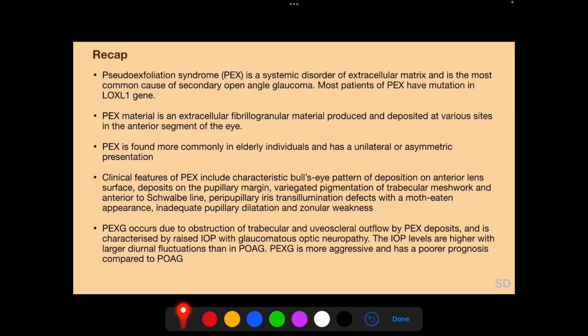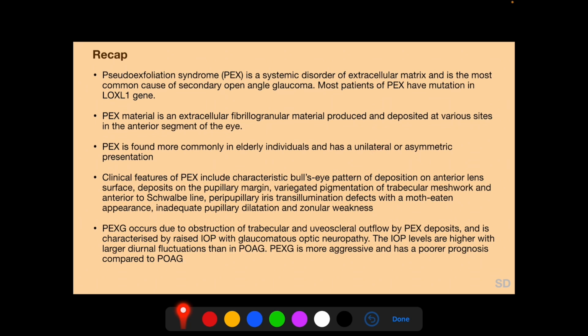Pseudoexfoliation syndrome is a systemic disorder of the extracellular matrix and is the most common cause of secondary open-angle glaucoma. Most patients of pseudoexfoliation have mutations in the LOXL1 gene. Pseudoexfoliation material is an extracellular fibrillogranular material produced as well as deposited at various sites in the anterior segment of the eye. Pseudoexfoliation is found more commonly in elderly individuals and usually has a unilateral or an asymmetric presentation.